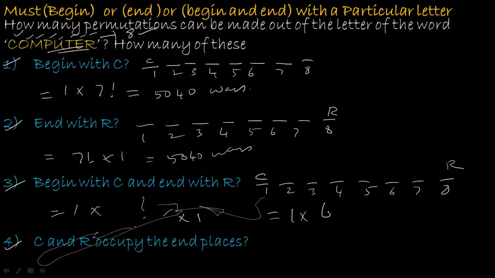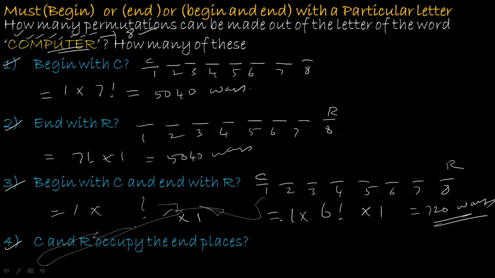So the 6 letters can be arranged among themselves in 6 factorial ways, 1 product 6 factorial. No need to write the 1, but to give you a clear concept about this, you know the first and last position have only one choice. So the remaining 6 letters can be arranged among themselves in 6 factorial ways. So the total number of permutations which begin with C and end with R is 6 factorial, that is equal to 720 ways. The value of 6 factorial is 720.